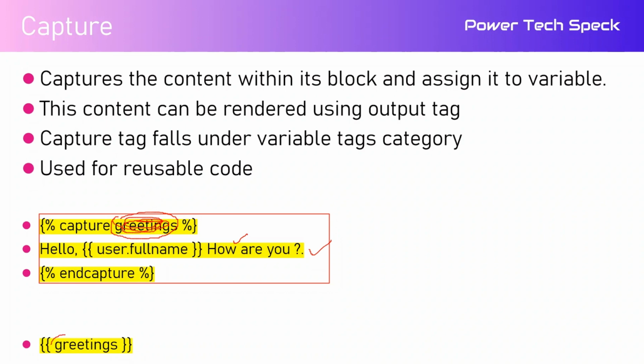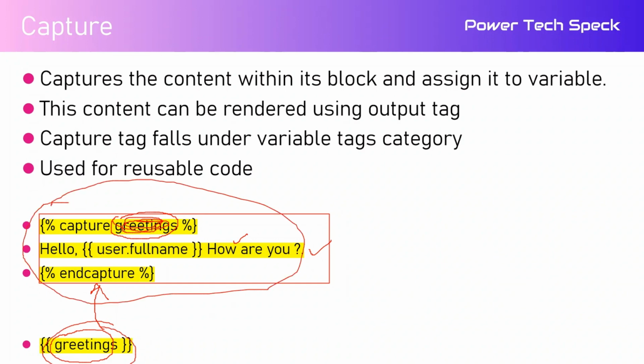So as you see over here, I'm calling this greetings, and then it will start executing this particular code. Why it is useful is because you can call this as many times as you want in your code. That means you have written the code once and you are executing it multiple times. So if you have that scenario, then make sure that you use the capture tag.